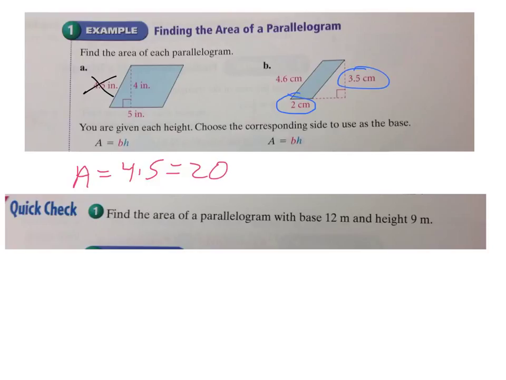Okay, now we have quick check number 1. It says find the area of a parallelogram with a base of 12 and a height of 9. Please pause the video while you try to figure this out. Hopefully, you're just going to take area of the parallelogram to be 12 times 9. So hopefully you will agree the area of this parallelogram will be 108 square meters. And that is read square meters, not meters squared.